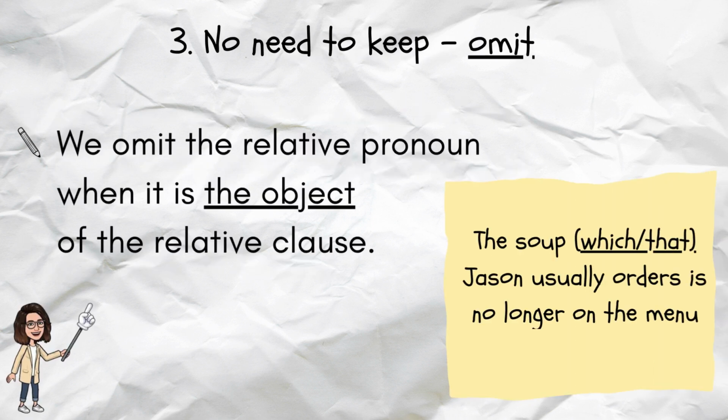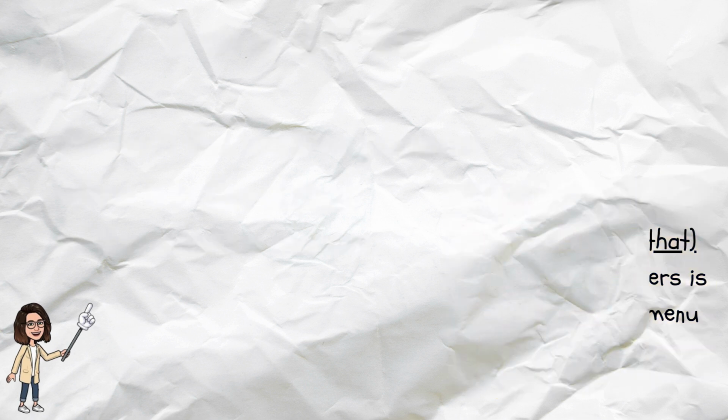3. We can omit the relative pronoun when it is the object of the relative clause. The soup Jason usually orders is no longer on the menu. We omit which or that in this sentence.